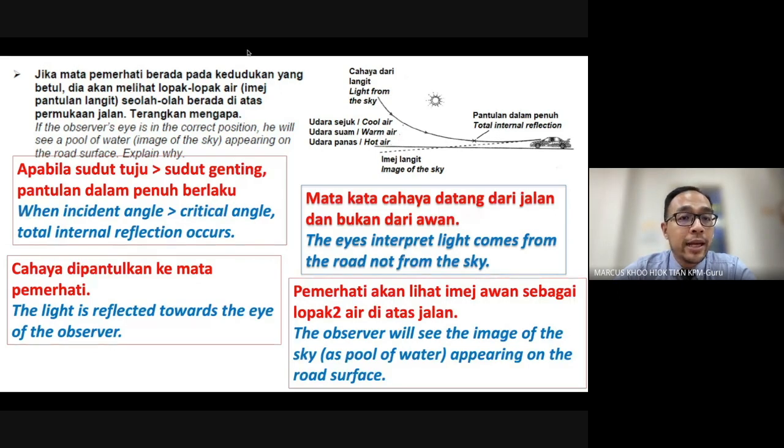But actually the light comes from the sky. Or in the sense, the cloud of water is from the sky. And so finally, the observer will see the image of the sky as a pool of water. The image of the sky is seen as a pool of water appearing on the road surface.